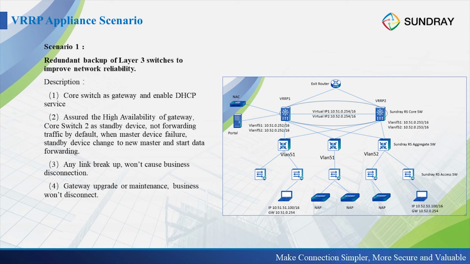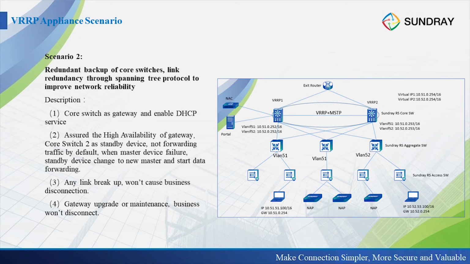So core switch 2 is in the VRRP group. This is a standby device, and it's not forwarding any traffic by default. But when the master device fails, it will change to the new master and start data forwarding. In this topology, any link breakup won't cause business disconnection. And during gateway upgrade or maintenance, the business will still go on without disconnection.